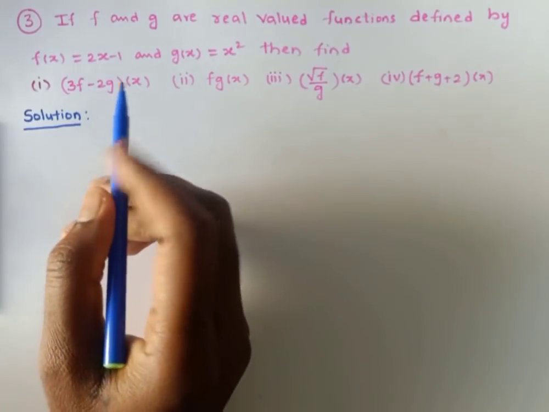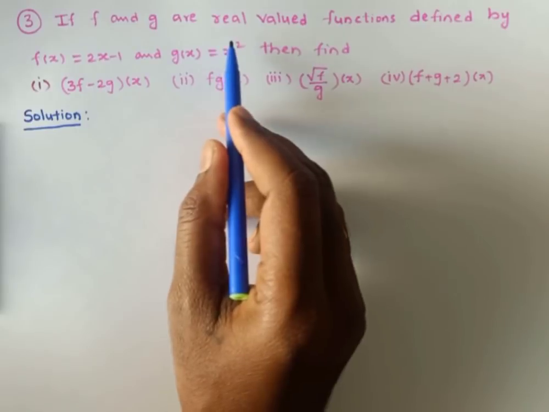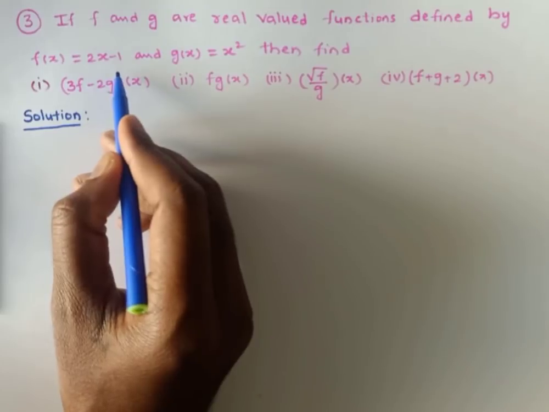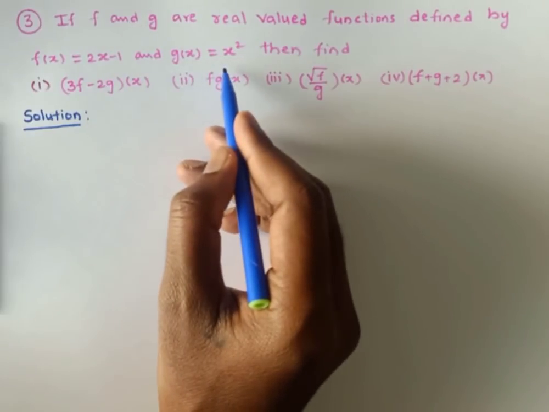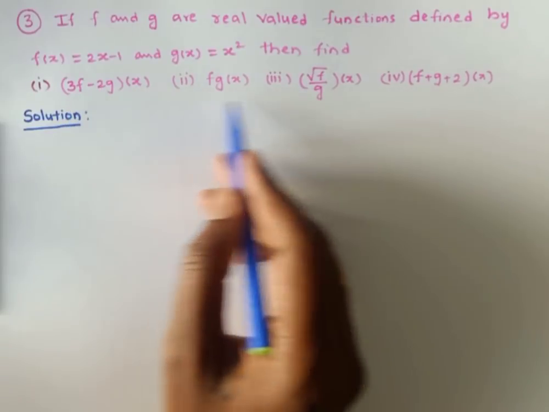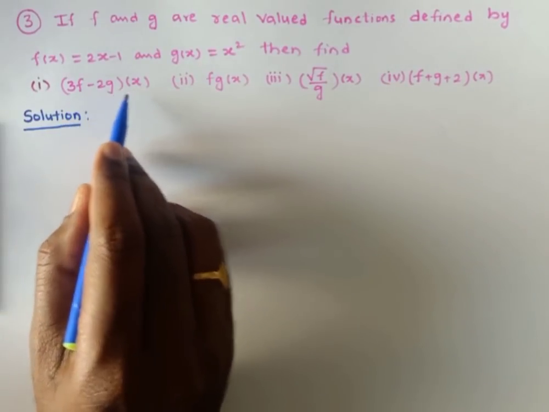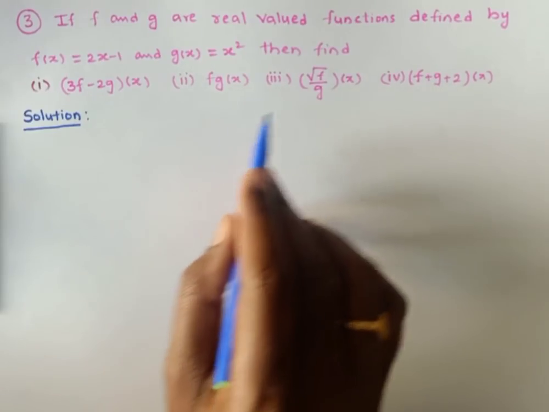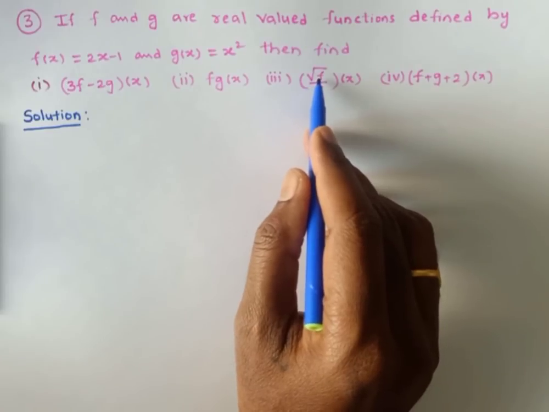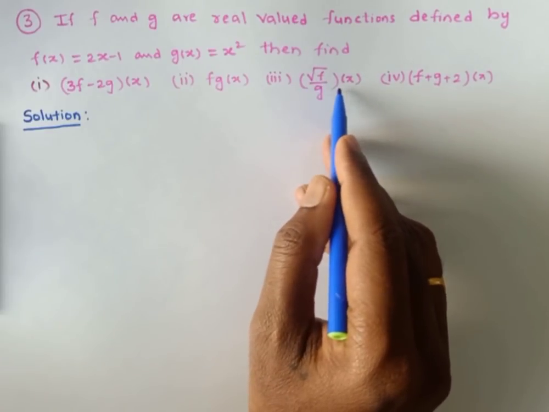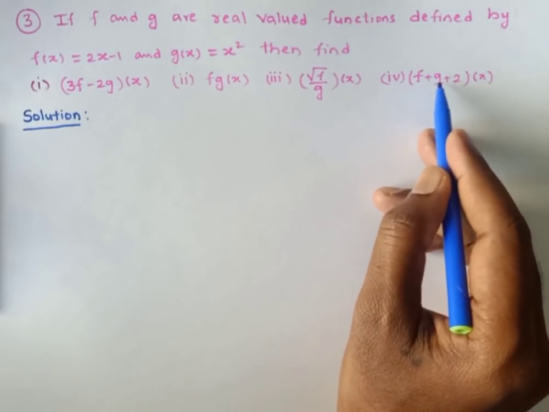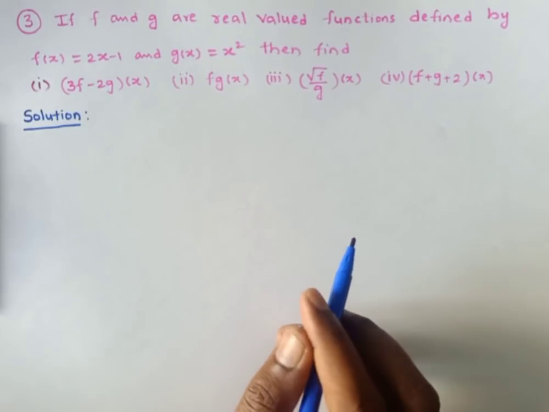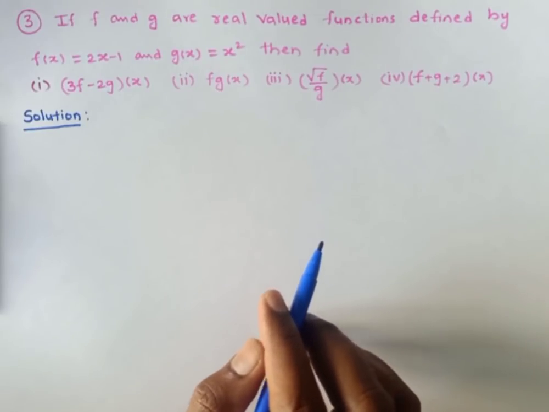Next, third problem. If f and g are real valued functions defined by f of x is 2x minus 1 and g of x is x square, then find these four: first, 3f minus 2g of x; second, fg of x, that is f into g of x; third, square root of f, whole divided by g of x; and fourth, f plus g plus 2 of x. So this is regarding algebraic functions, right?